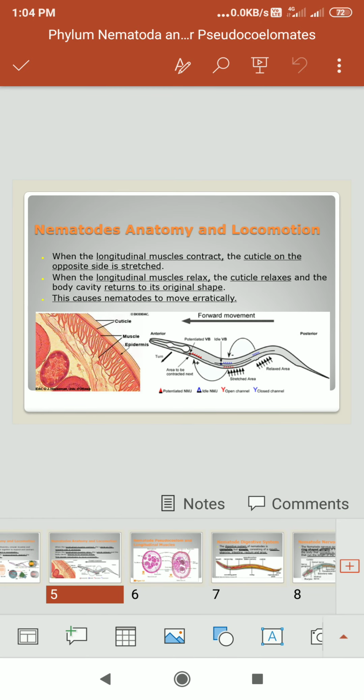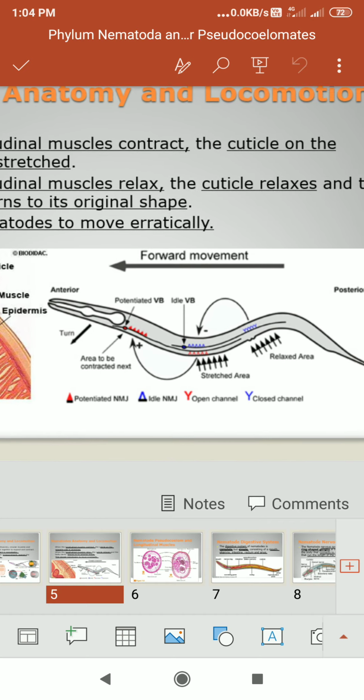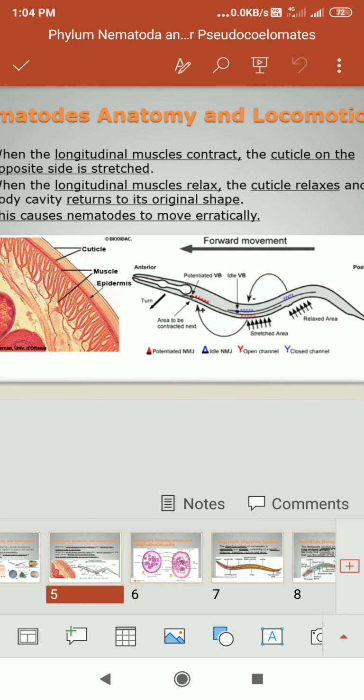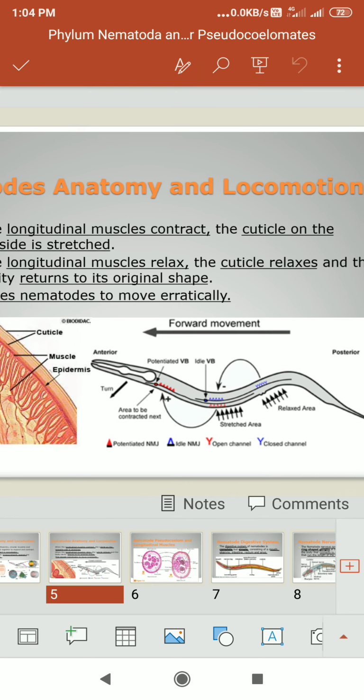In the nematodes, when the longitudinal muscles contract, the cuticle on the opposite side is stretched. When the longitudinal muscles relax, the cuticle relaxes and the body cavity returns to its original shape, and this causes the nematodes to move erratically. You can see this is the movement of the animals, and the cuticle, muscles and epidermis are attached under the animal.